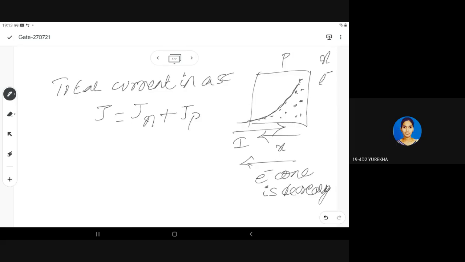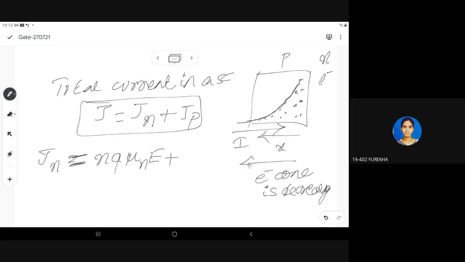Holes. So that is going to be equal to what? Where Jn represents the drift current density due to electrons, nqμn E. It is a summation of drift current plus diffusion current. Is it right? Yes. So I want the drift current due to electrons as well as the diffusion current due to electrons. So I got the drift current expression.